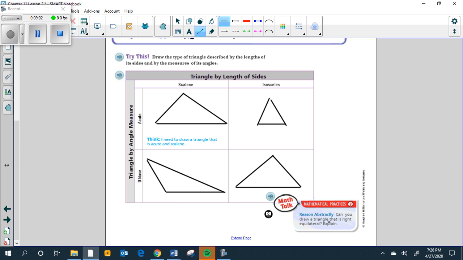Reason abstractly, can you draw a triangle that is right equilateral? Well, let's think about that. If it has a right angle in it, it means that the other 2 angles would be less than 90 degrees, right? So to be equilateral, all of the angles have to be the same. So that would have to be a no. An equilateral triangle always has 3 acute angles and the sides are always the same length.